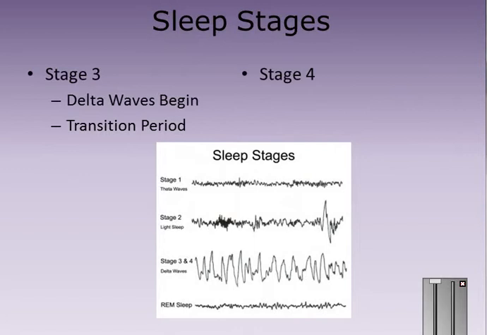Stage 4 sleep is sometimes referred to as delta sleep, as delta waves occur during this time. Sleepwalking and bedwetting occur at stage 4 of sleep. This can also occur with sleep medications like Ambien and Lunesta.